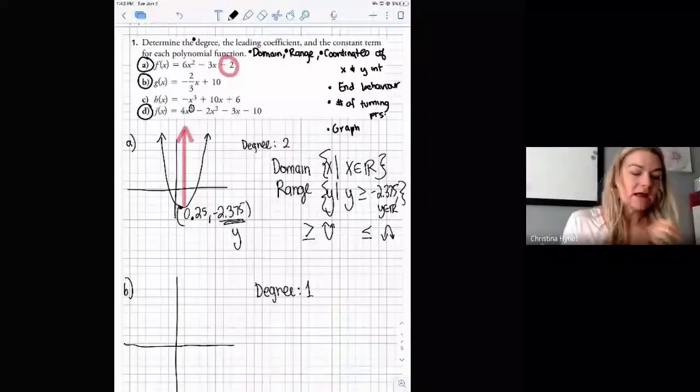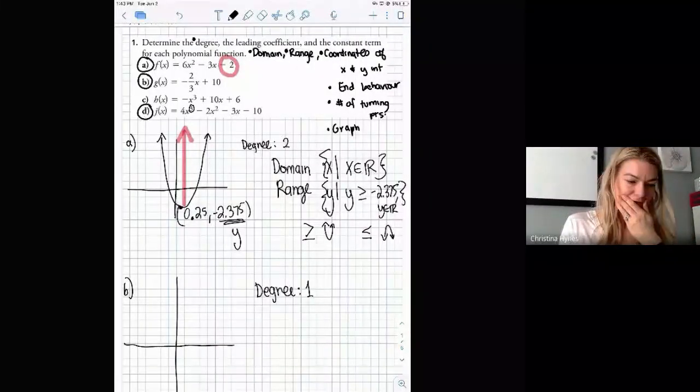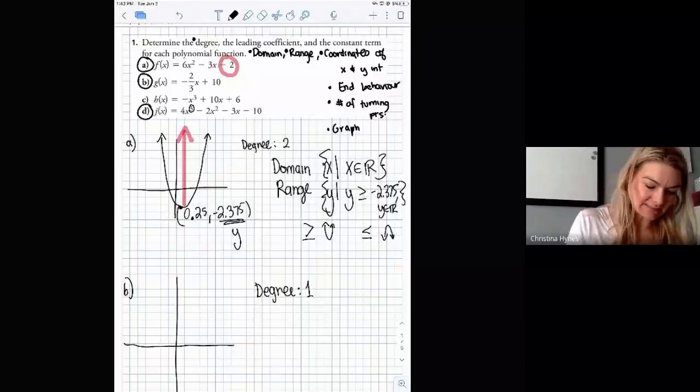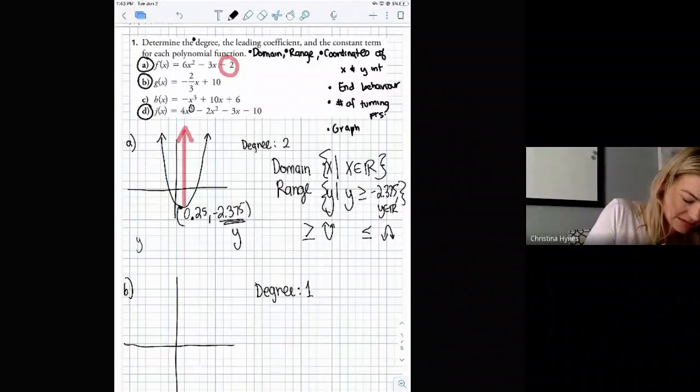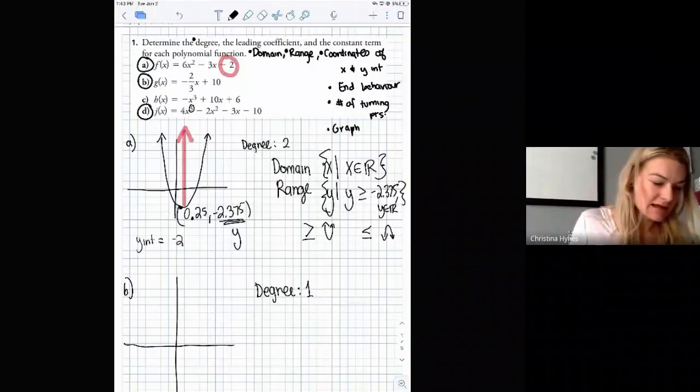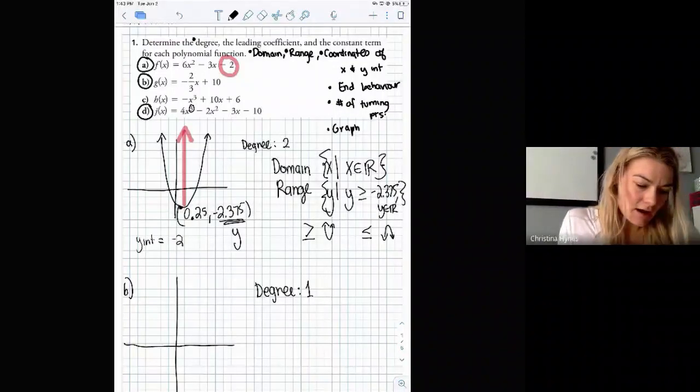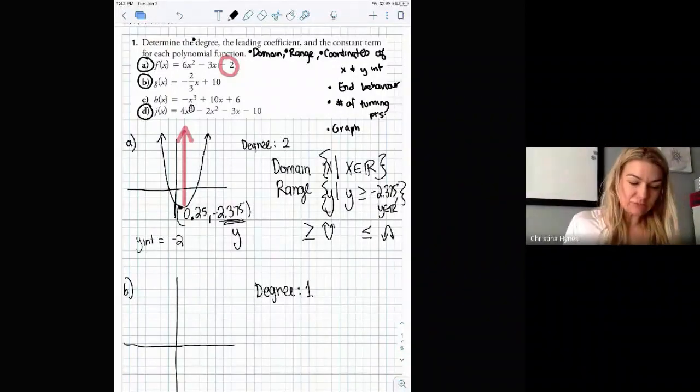I found it. Okay, so where are we at? We're at the y-intercept. So the y-intercept, guys, is your constant, which is -2. And then we have our x-intercepts. This is again where I'm going to use my graphing calculator.